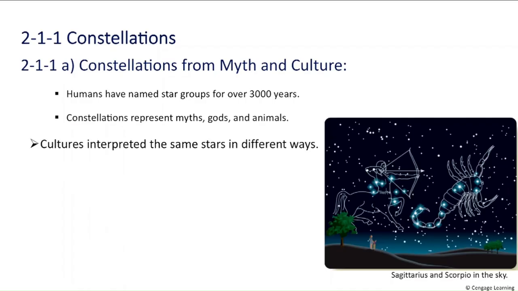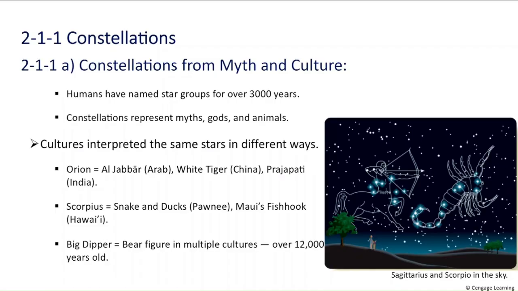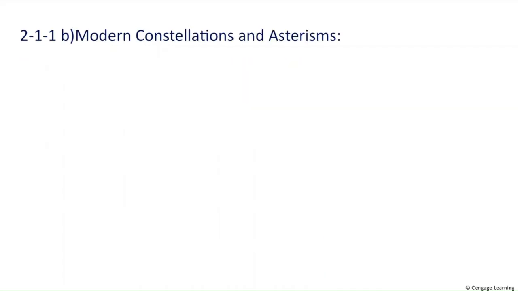Isn't it fascinating that people around the world look at the same stars but told completely different stories about them? Orion could be a giant, a tiger, or a deer god, all depending on where you lived. And the Big Dipper: did you know the idea of it being a bear might be over 12,000 years old? That's older than writing. Let's pause. If you had to rename a constellation from your own culture or imagination, what would you call it? A dragon? A taco?